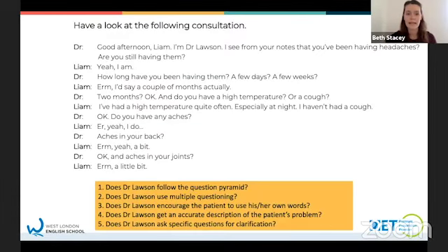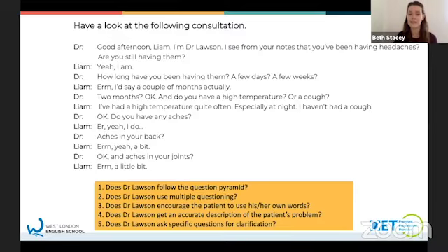So here is a consultation. And there are some questions down here at the bottom. As you're reading this, I want you to think, does the doctor follow the question pyramid? Does he or she start with open questions and go down into closed questions? Does Dr. Lawson use multiple questioning? This is when you are asking more than one question at a time. For example, how are you feeling? Are you okay?